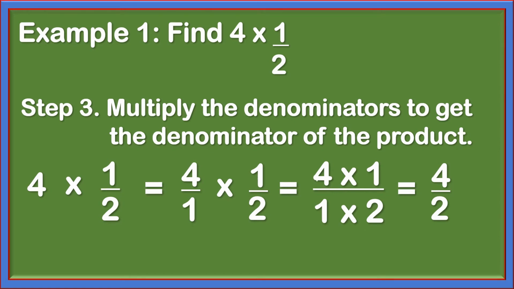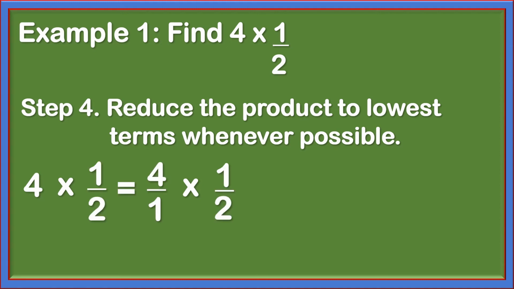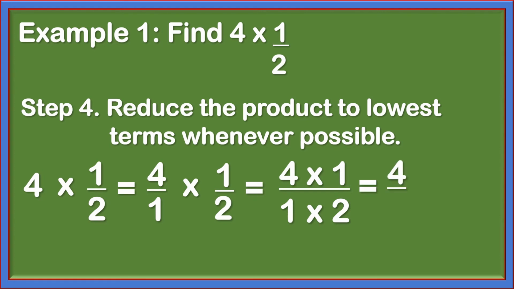Pwede ding gawin natin, i-reduce na natin siya. Ganito. Sige, pupunta muna ako sa step 3. Step 4, I mean. Okay, sa step 4, reduce the product to lowest terms whenever possible. So, naka-answer na po tayo kanina, which is 4 over 2. The answer is 2. Pwede natin siyang i-reduce. Ito magiging 2. At saka ito naman magiging 1.